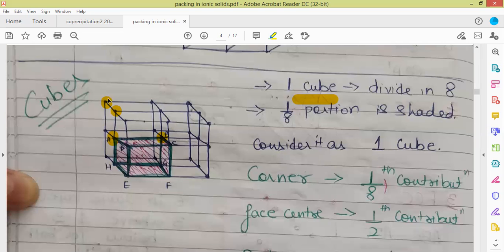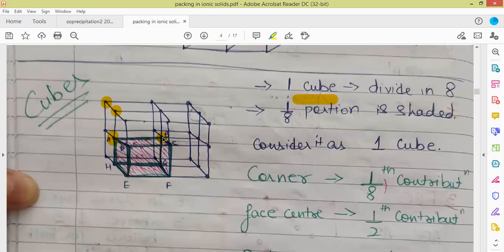So if we want to visualize this corner being shared with other unit cells in the extended network, let us divide this. We have divided this whole cube into 8 equally sized cubelets. Now we are considering one cubelet as one unit cell, and the other cubelets are representing the extended network.